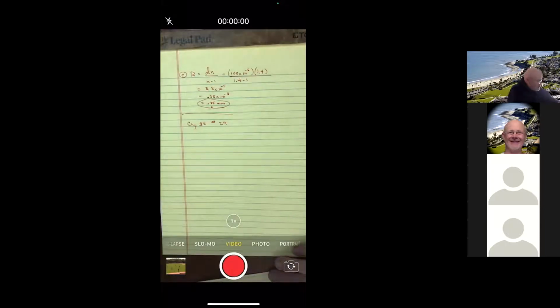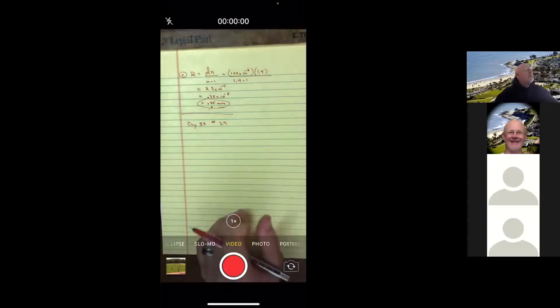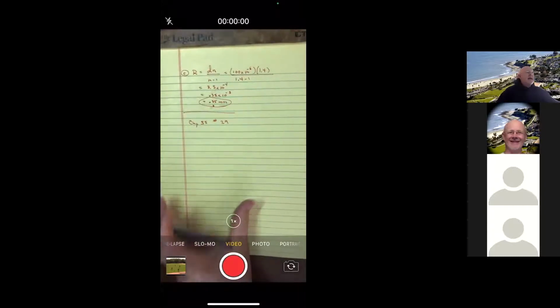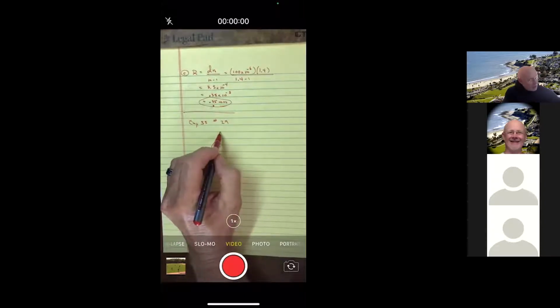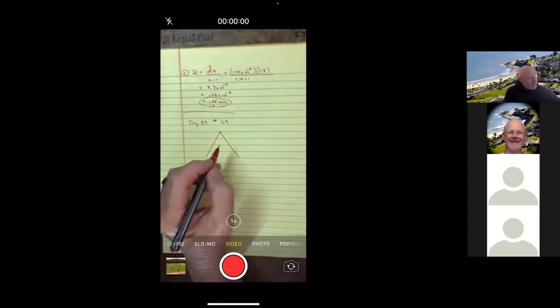Okay, so let me write this down. Chapter 35, number 29. Looks like we are at 332. And I'll scroll up a little bit. What is 29? A triangular prism has an apex angle of 60 degrees. All right, so let me kind of draw my little triangle.